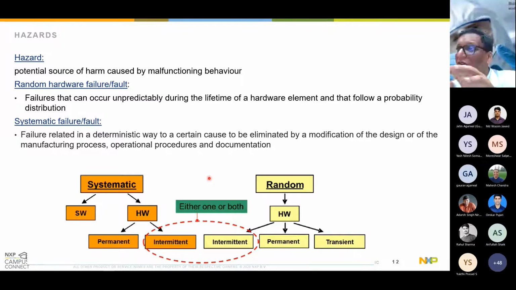So we have to account for all these different failures. How do you account for these different failures? That's the next step that I'm going to talk about. But I hope this explanation about systematic and random is clear: what is systematic, what is random, and what's the main difference between these two failures.